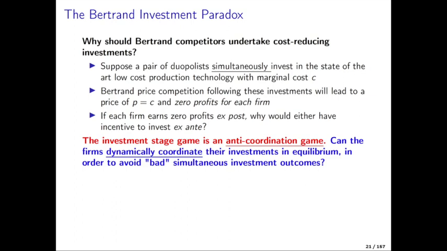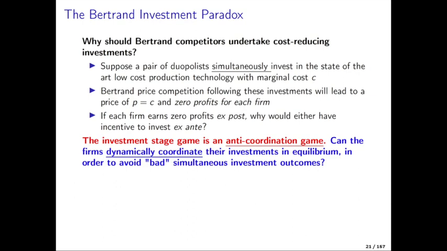If they do that at the same time, the Bertrand price competition following these investments would lead to a price equal to this new state-of-the-art marginal cost of production, so P equals C, which would give essentially zero profits for each of the firms. So if each of the firms earns zero profits ex post, why would they have any incentive to invest ex ante?